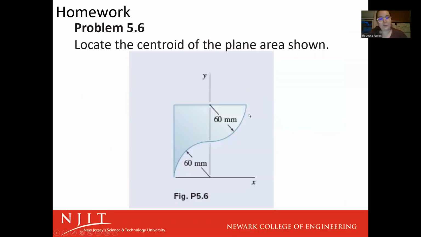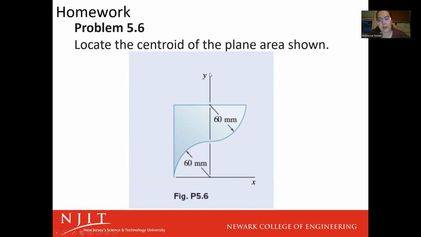Okay, this one's a pain, right? This one I would approach, and there are other ways of doing it, but I would approach it with a rectangle, a positive quarter circle, and a negative quarter circle.